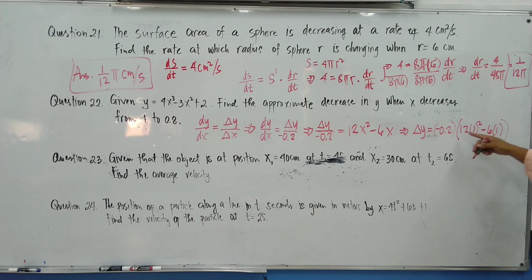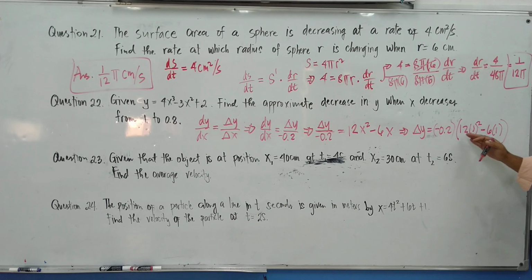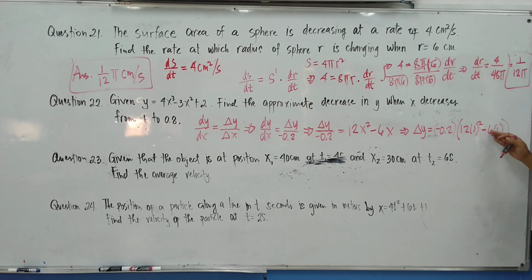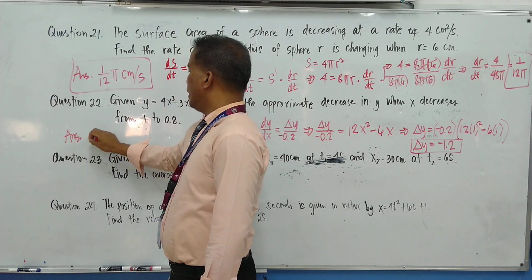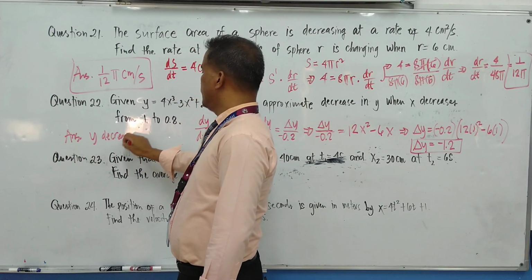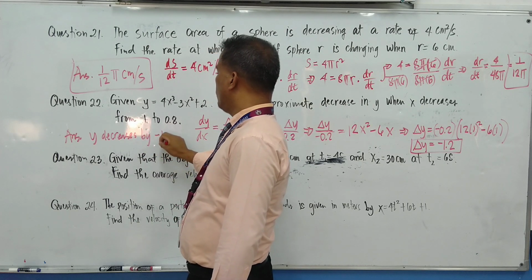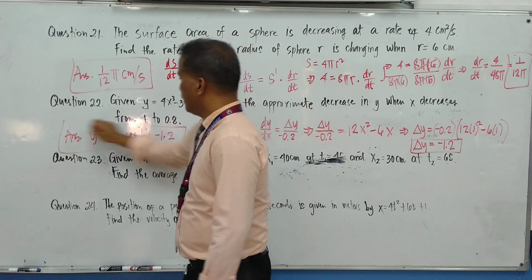Okay. Then simplifying, 1 squared is 1 times 12, 12. 6 times 1, 6. 12 minus 6 equals 6. So 6 times negative 0.2. So change in y is equal to negative 1.2. Okay, so this is the answer. So therefore, the answer here in question number 22, y decreases by negative 1.2. So this is now the final answer.